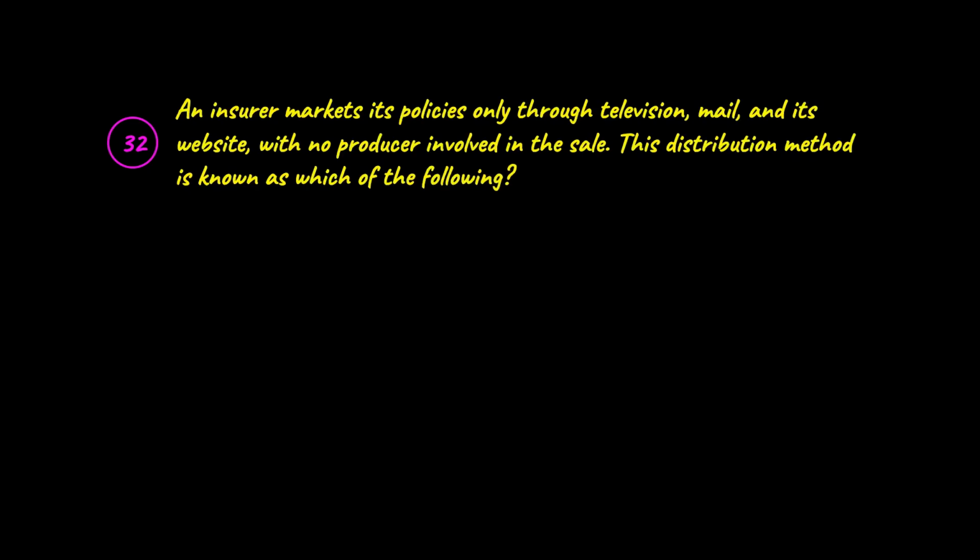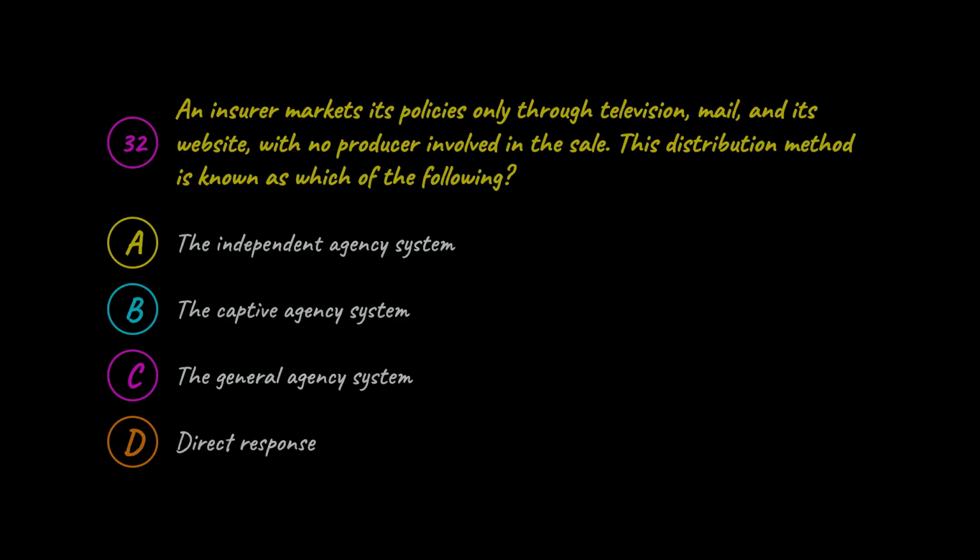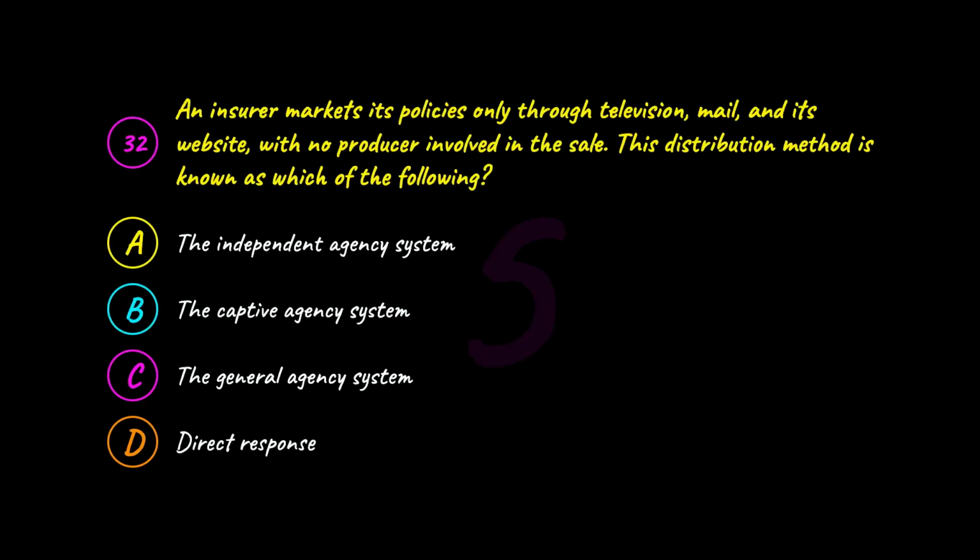Question 32. An insurer markets its policies only through television, mail, and its website, with no producer involved in the sale. This distribution method is known as which of the following? Your options are A. The independent agency system, B. The captive agency system, C. The general agency system, D. Direct response. Got a guess? Lock it in.